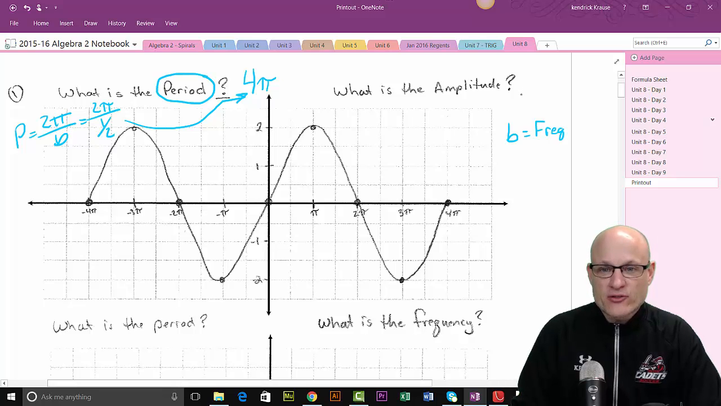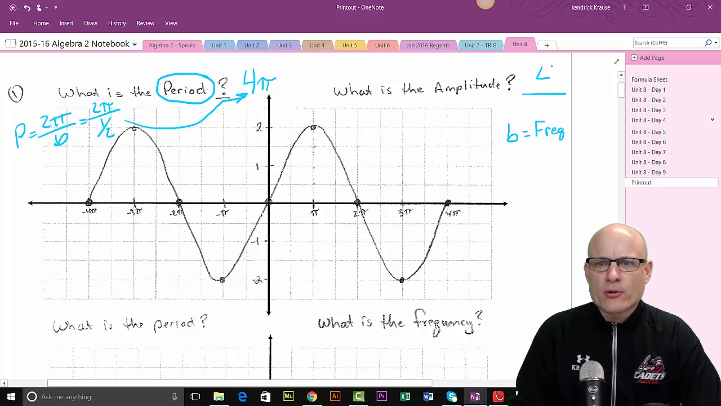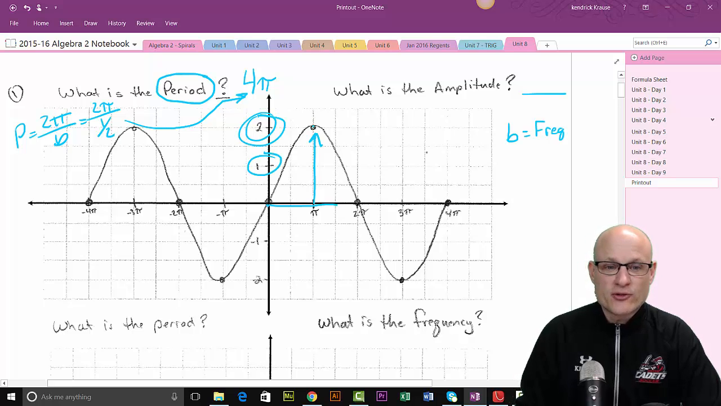The next question is, what is the amplitude? I chose to ask this question because so many of you are saying 1, 2, 3, 4. The amplitude is 4, Mr. Krause. No, it's not. The amplitude is 2. It starts here and moves up 2. Remember, you got to count on the y-axis. So in this case, the amplitude is 2.